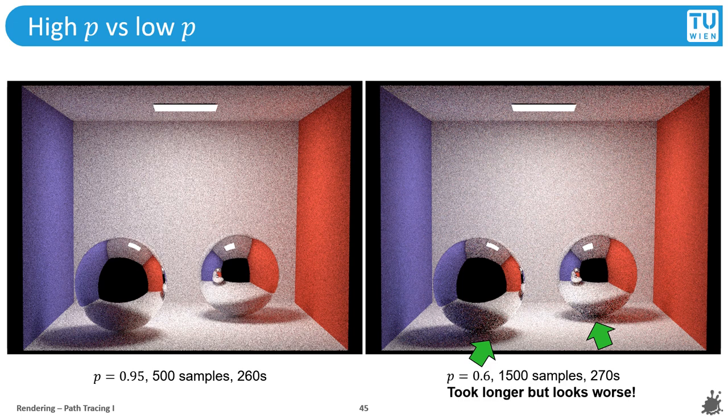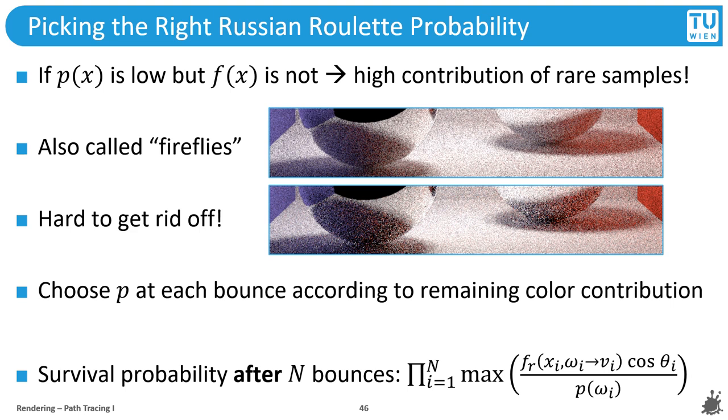This is something that we already mentioned before. Because the survival probability is low, the probability of multi-bounce paths also becomes low, regardless of whether or not they can still add a significant amount of color to the image. But as we know from multiple importance sampling, if the value of a sample has a high intensity, but its probability is low, that means we are increasing variance and therefore noise. Those rare samples, because they are so rare, get a high contribution and show up as dark or bright spots that are hard to get rid of, even with many additional samples. They're also colloquially referred to as fireflies.